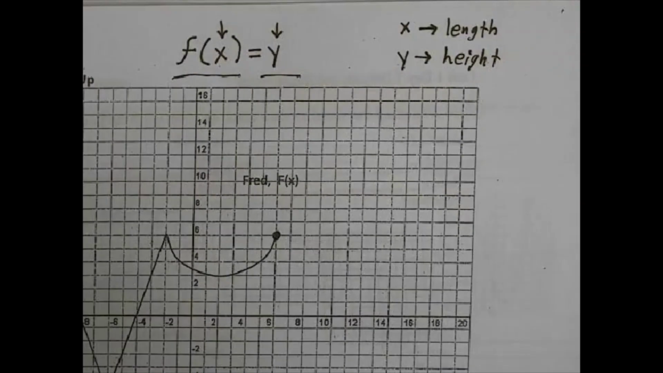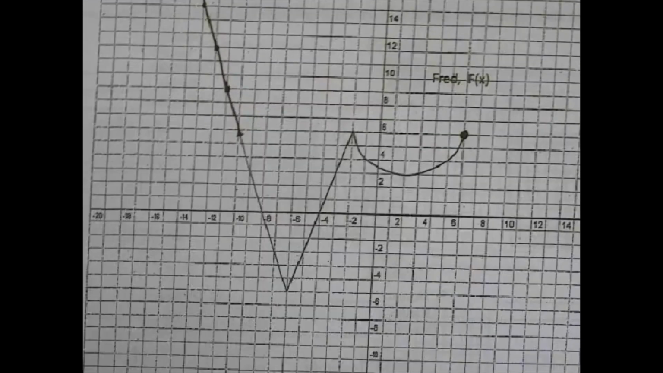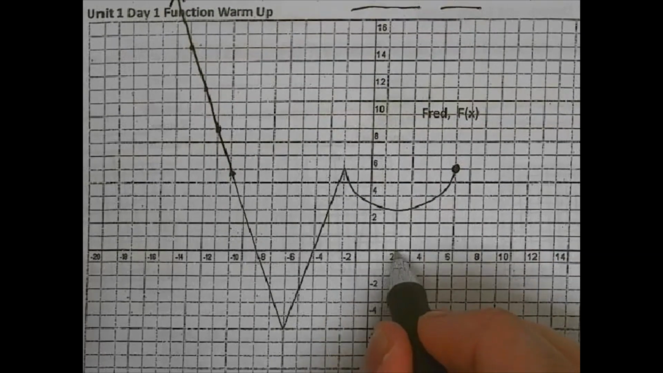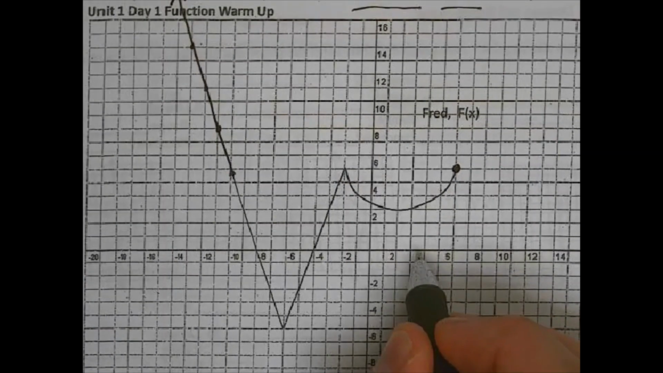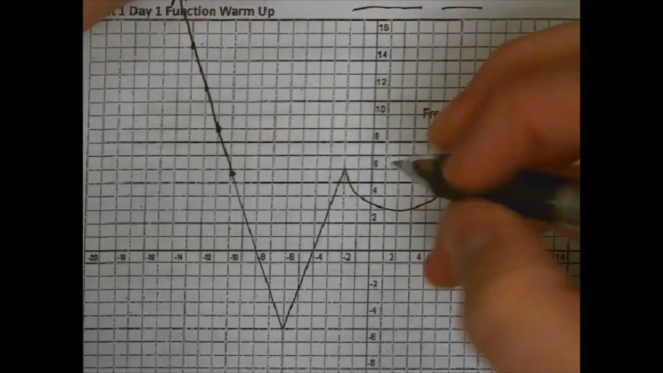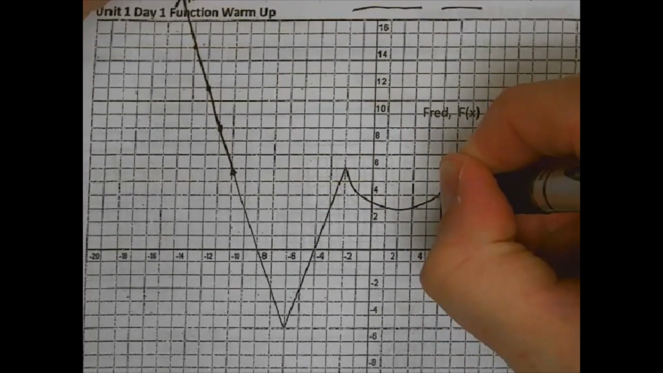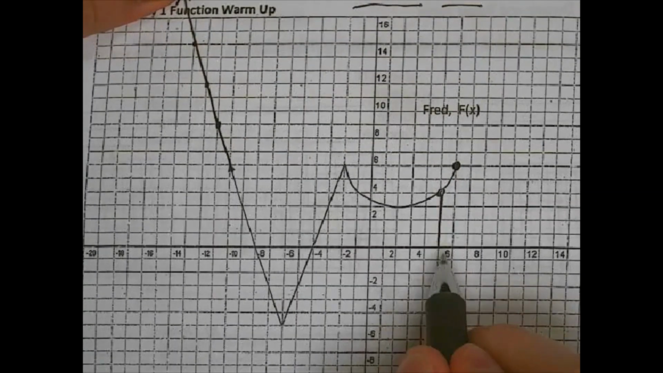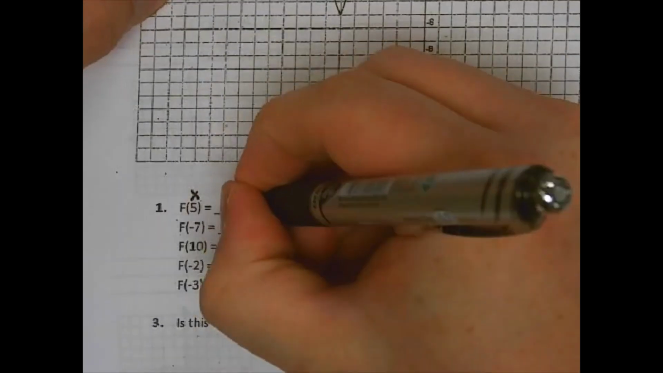So if I'm looking at number 1 and it says f of 5, I'm going to go on my x-axis at 5. 1, 2, 3, 4, 5. I want to highlight it. I should have that out already. Later. 1, 2, 3, 4, 5, and I'm going to draw up, and wherever I hit my function, that is the answer to the question. So I hit at a height of 1, 2, 3, 4. So my answer for number 1 is 4.